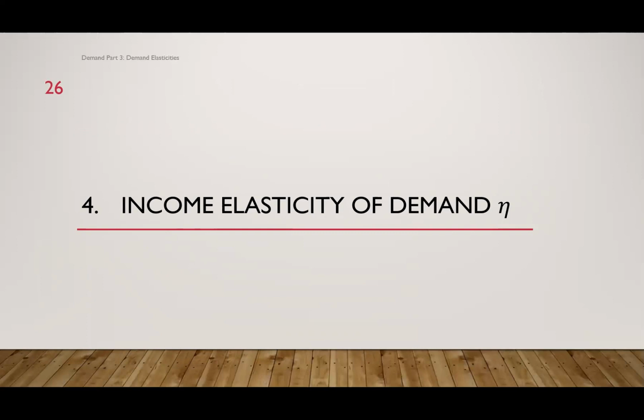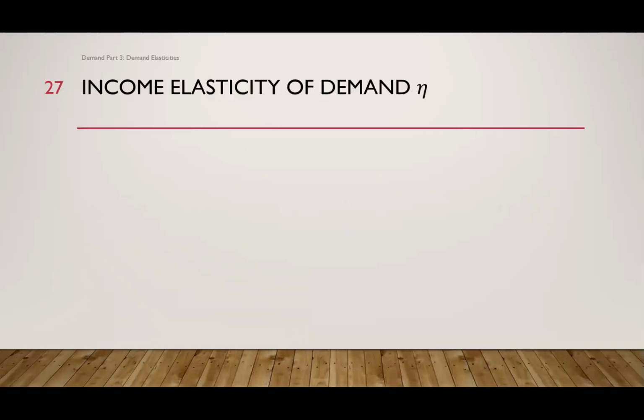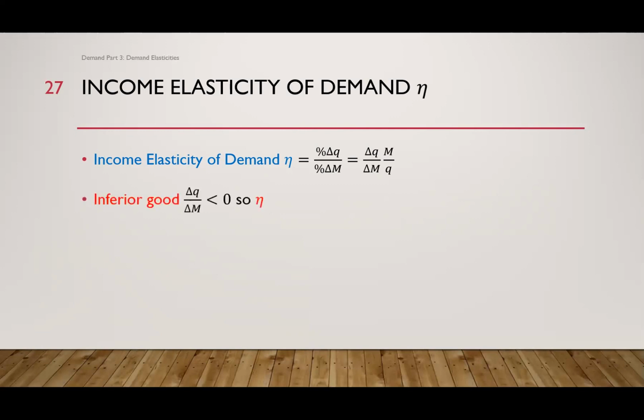Now, I'm using the Greek letter eta here for income elasticity of demand. That's common but not universal. So if you see a different textbook use a different letter, that's not abnormal. So just go with it. All right. So where the price elasticity of demand was the percentage change in quantity demanded from a percentage change in the price, the income elasticity of demand is the percentage change in quantity demanded from a percentage change in the income. Right? So how can we talk about this?